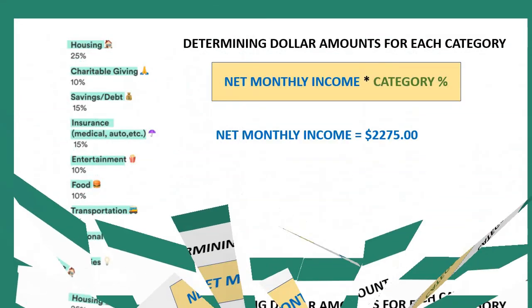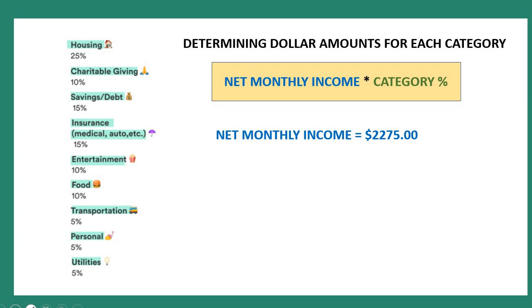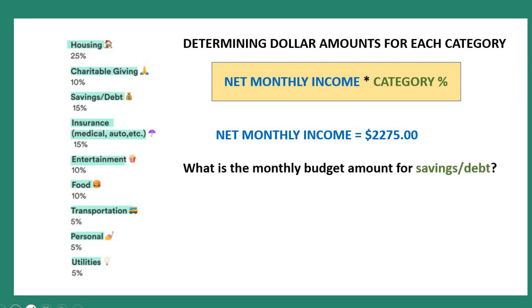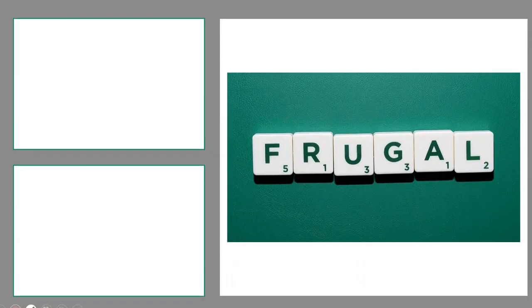All right, let's do one more. Again, same monthly income, but now we're looking for the budget amount for savings and debt. So again, find that number in our list. Where's that percentage in our list? We're going to use that formula. So what will be our multiplication problem to solve this answer? Excellent. 22.75, the monthly income, times 0.15, which is the 15% for savings and debt. And so what do I get for that monthly amount for savings and debt? Great. 341.25. Perfect.